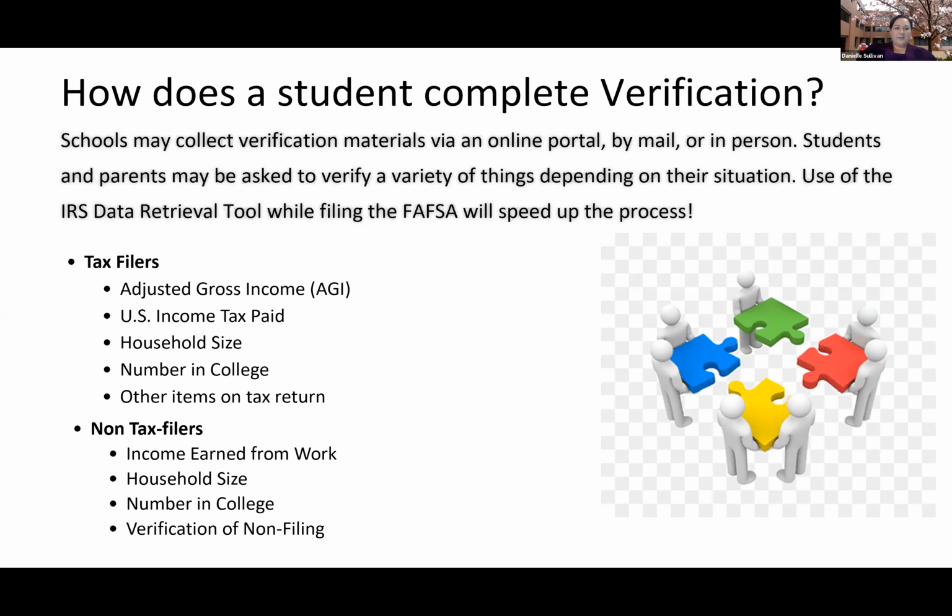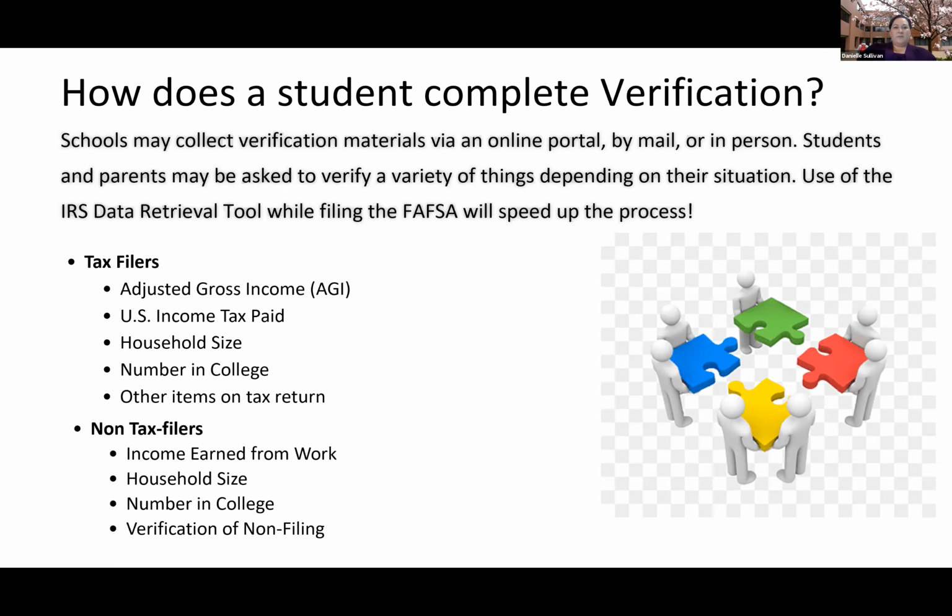But generally speaking, we're going to be verifying their income, household size, and number in college. And then if they don't file taxes, income earned from work, how many live in their household, and number in college. Generally speaking, that's what we're looking for.